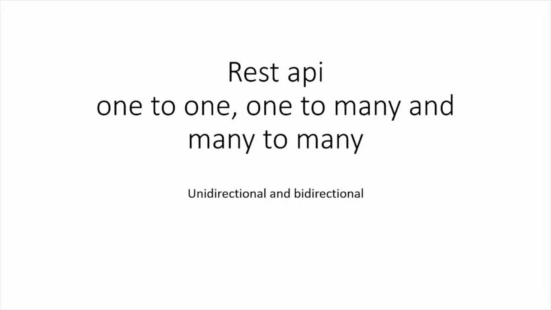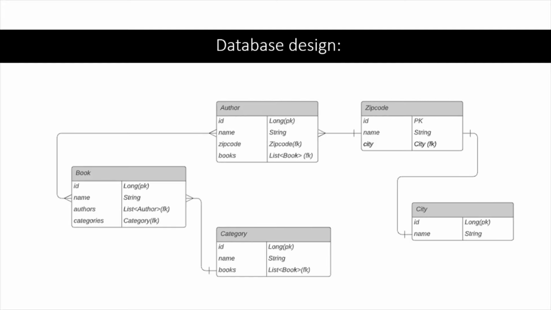Hello guys, today I'm going to show you how to implement a one-to-one, one-to-many, and many-to-many database mapping into a RESTful API uni and bidirectionally. This is a database that we will implement in our application. We have a city, a zip code, an author, a book, a category entity. We will write their mappings using Spring annotations.